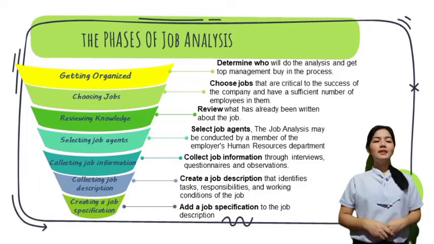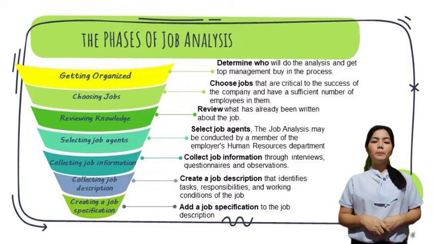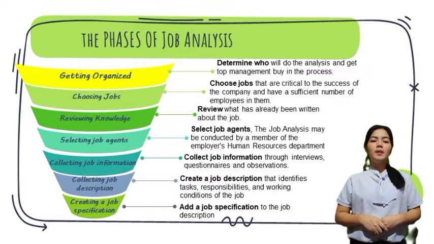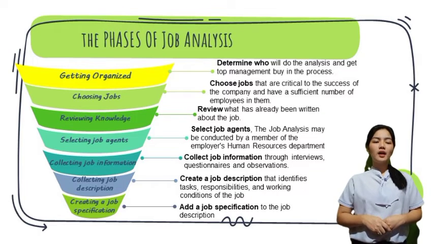Next is selecting job agents. So job agents are the people who will provide the job information. In many cases, the best people to provide this information are job incumbents, or the people currently doing the job. These employees are very familiar with day-to-day tasks, but one potential problem with using current employees is that they may emphasize what is actually done rather than what should be done.